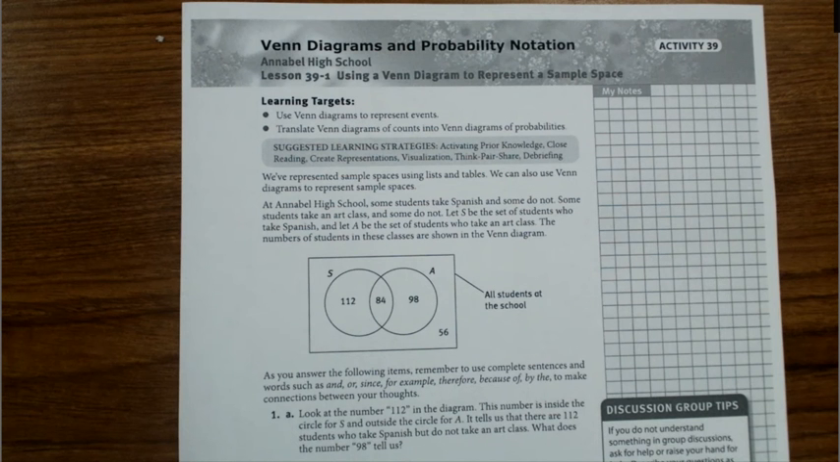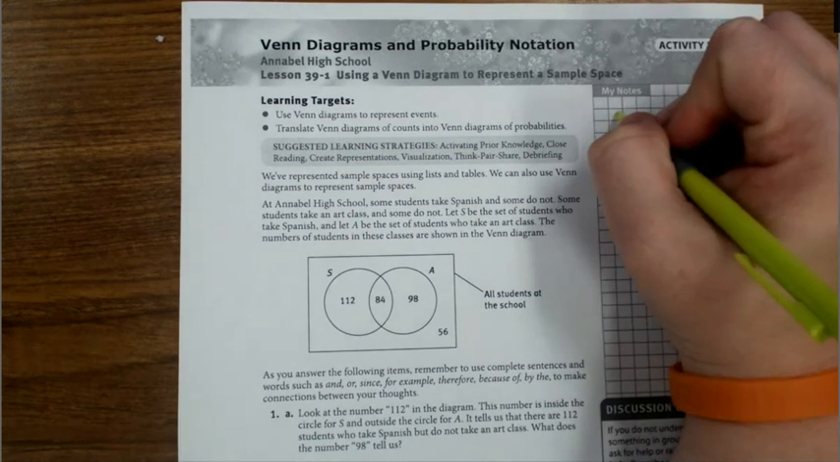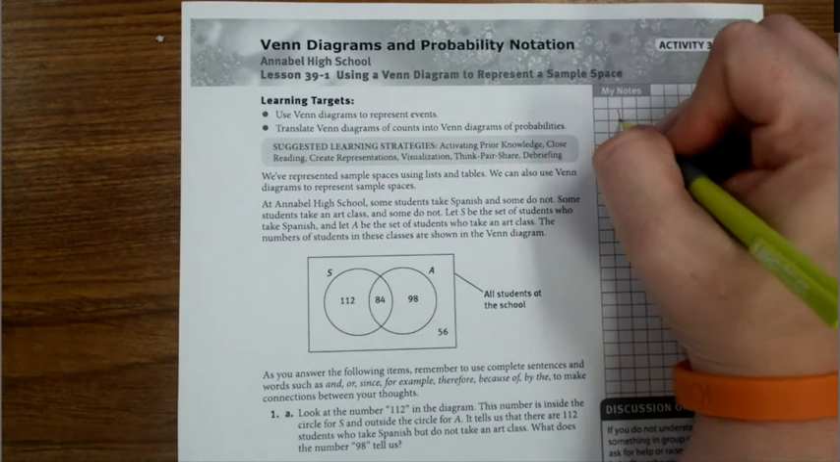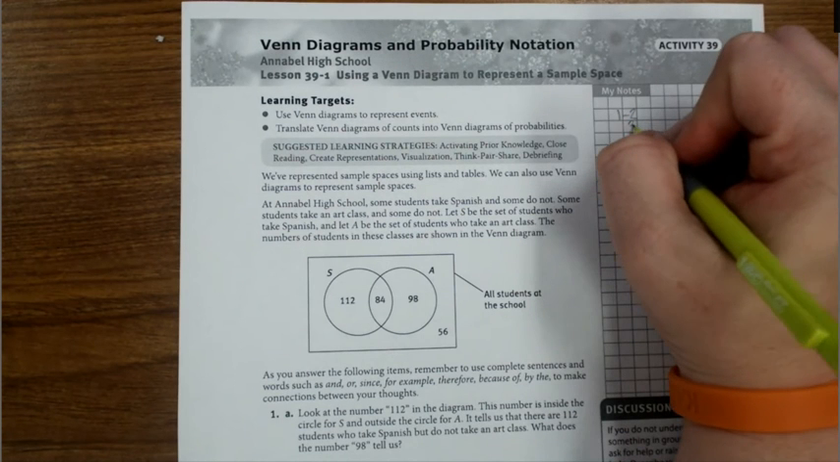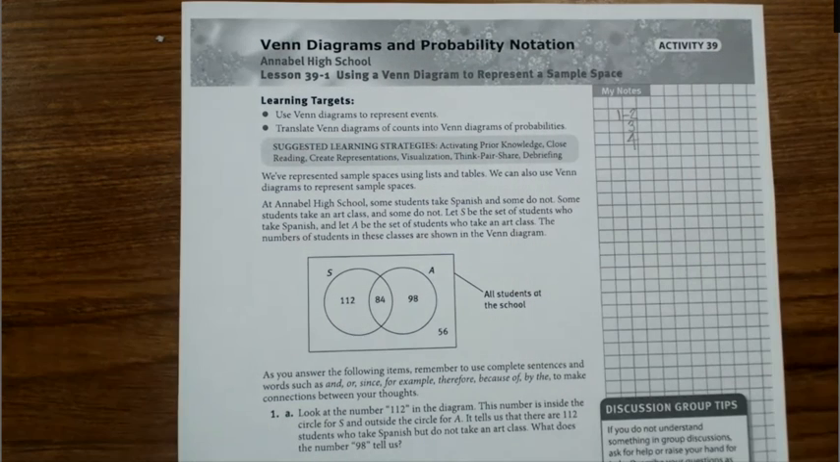Our lesson for today is 39-1, using a Venn diagram to represent a sample space. It will be broken up into three separate sections. The sections break down as questions 1 and 2, question 3, and question 4. So three separate sections. We're going to go through these together.